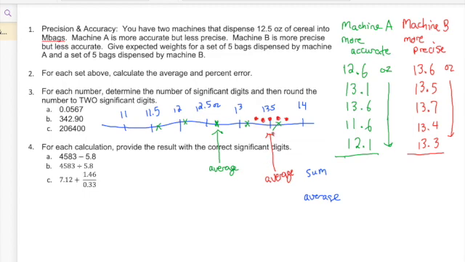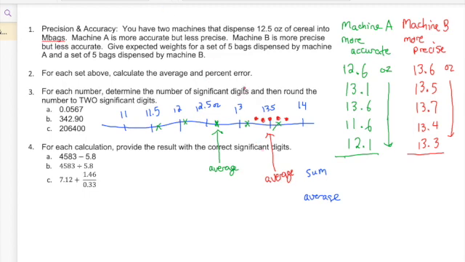So it looks like machine B maybe needs to be adjusted, but if it gets adjusted a little bit and we can move those values over here, we'll have a good precision and a good accuracy. Right now we only have a good precision, not so great accuracy.